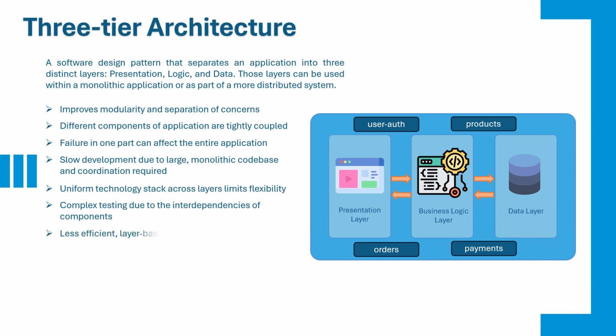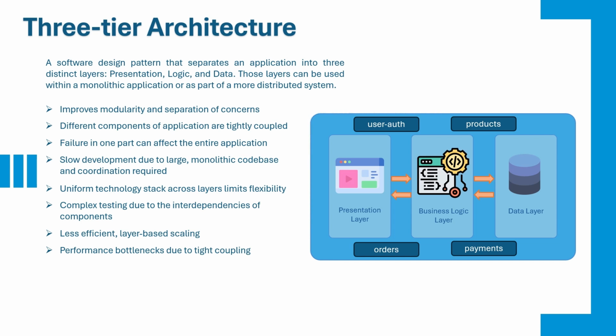Scaling is typically layer-based, meaning you scale an entire layer rather than individual components. This can lead to inefficient resource use, as you may end up scaling parts of the layer that don't require it. Performance bottlenecks can arise due to the tight coupling within layers. If one part of a layer is slow or inefficient, it can affect the performance of the entire application.